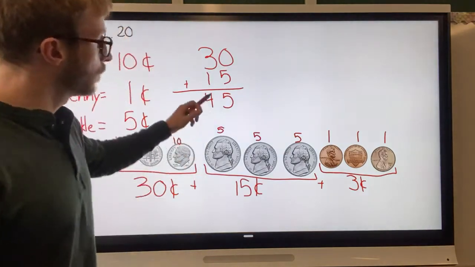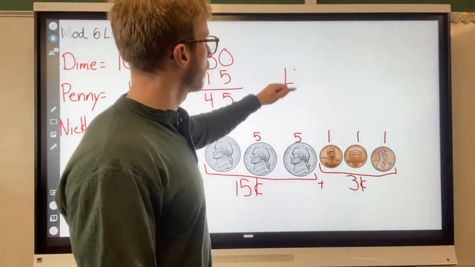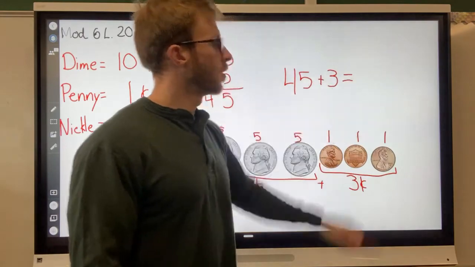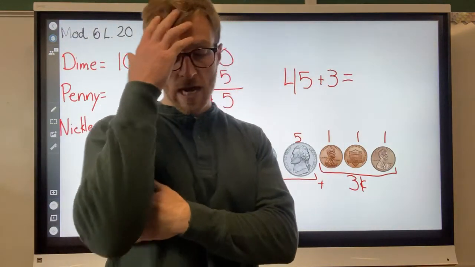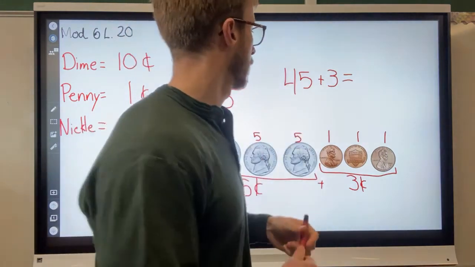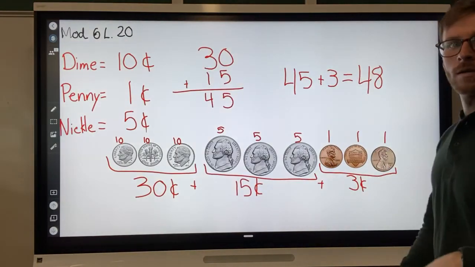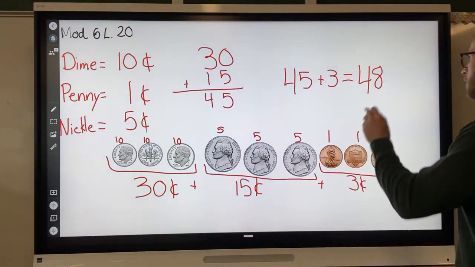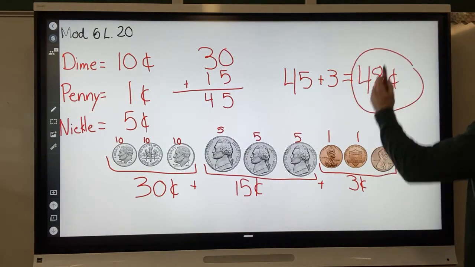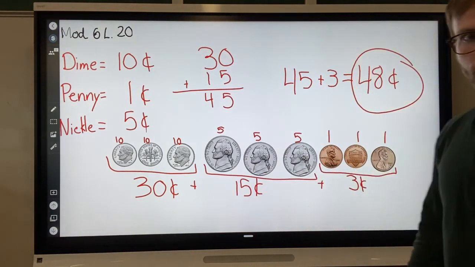However, I'm not done. I have to do 45 plus our 3 pennies over here. So we're going to do 45 plus 3. Well, let's just count on in our head. 45, 46, 47, 48. Are we done? Is that our answer? Almost. Can't forget our unit of measurement. 48 cents. That's how much money we have on this board right here with all our coins.